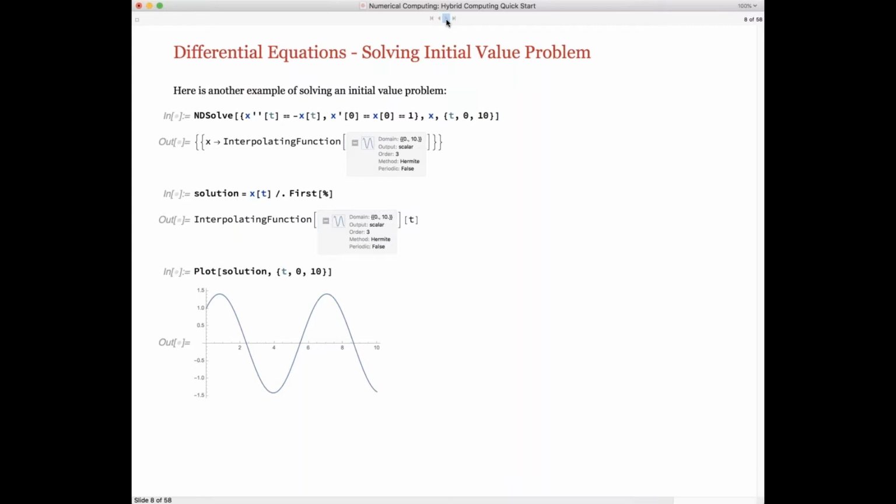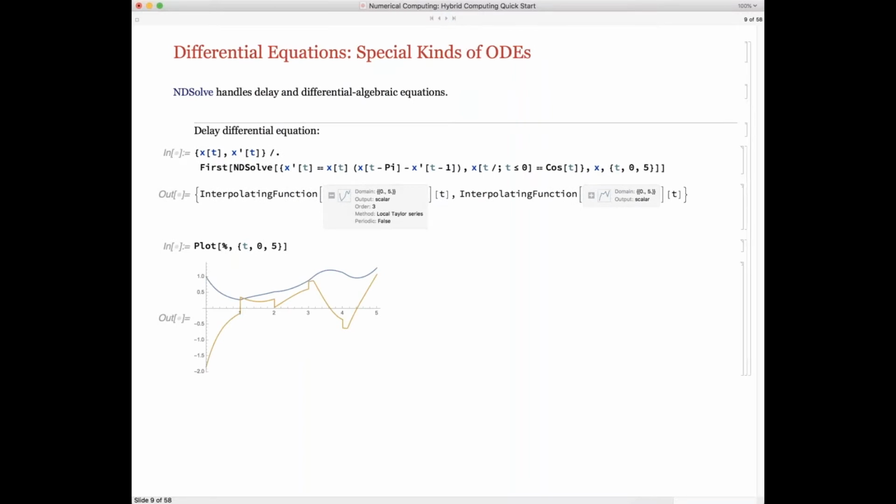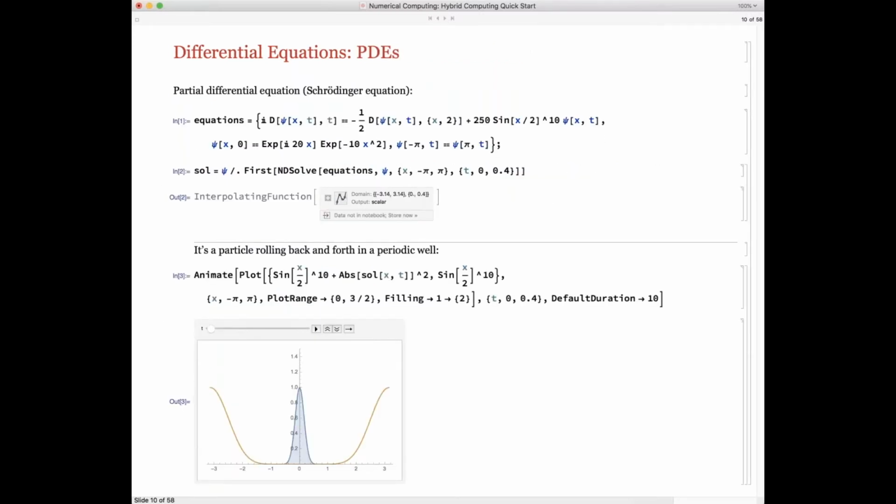NDSolve also handles delay and differential algebraic equations. So here is an example of solving a delay differential equation and then seeing the plot for that. Here is a much more exciting example of solving the Schrödinger equation. The solution gives the probability of finding a particle at a given position and time. In this case, it's a particle rolling back and forth in a periodic well.